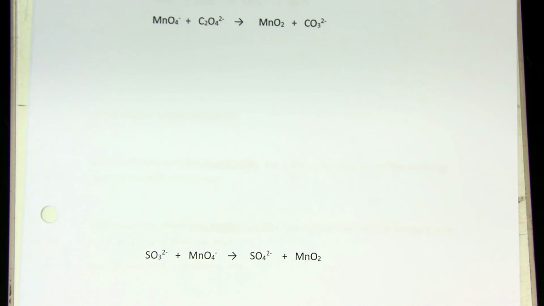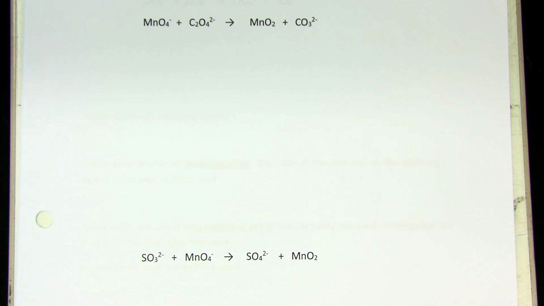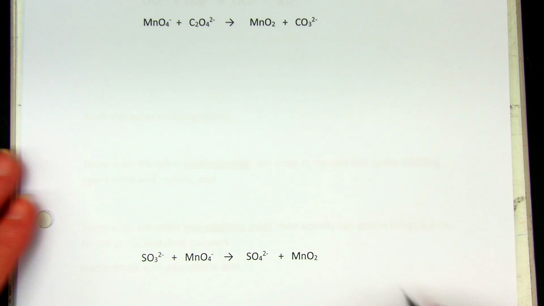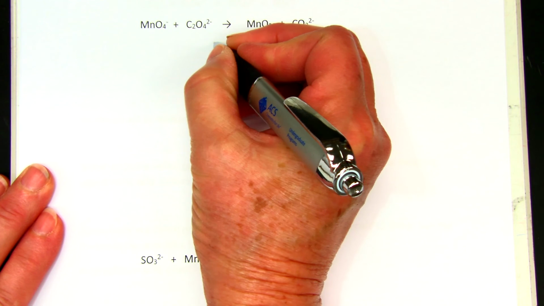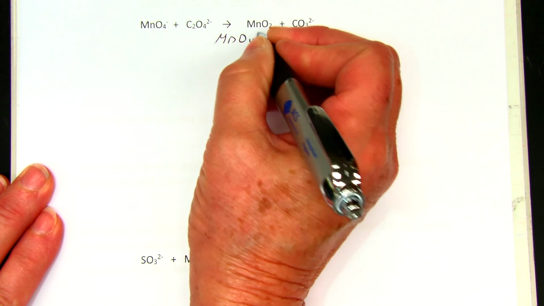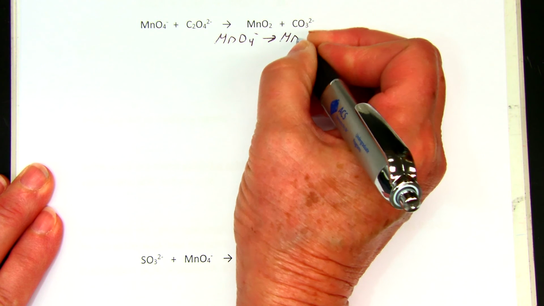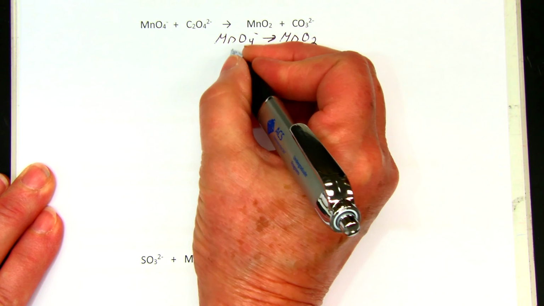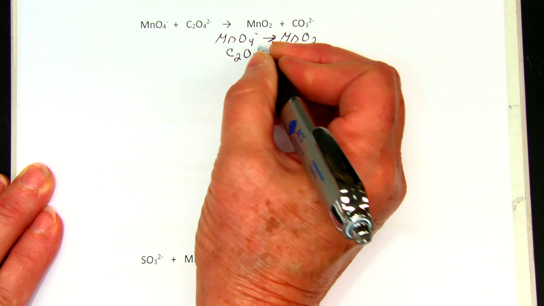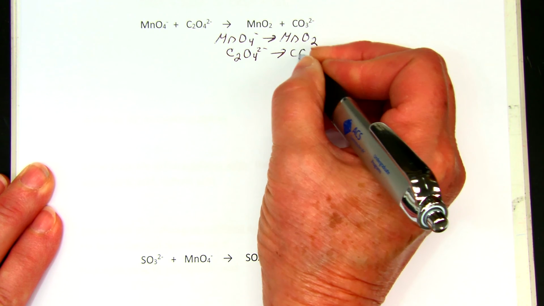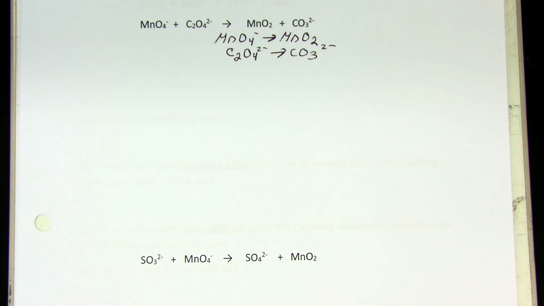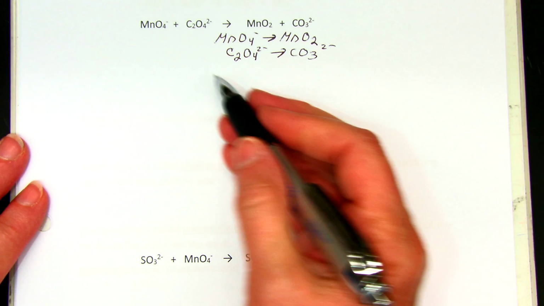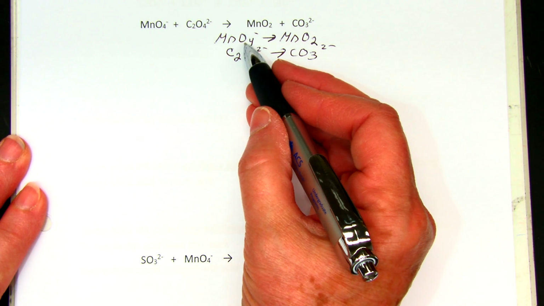We have the permanganate plus the oxalate yields MnO2 plus carbonate. So we'll go through all the steps we've done before. We divide this into 2 half reactions. MnO4 minus yields MnO2. And C2O4 2 minus, the oxalate, yields CO3 2 minus. So I'll start with my manganese half. 1 manganese, 1 manganese. 4 oxygens, 2 oxygens.